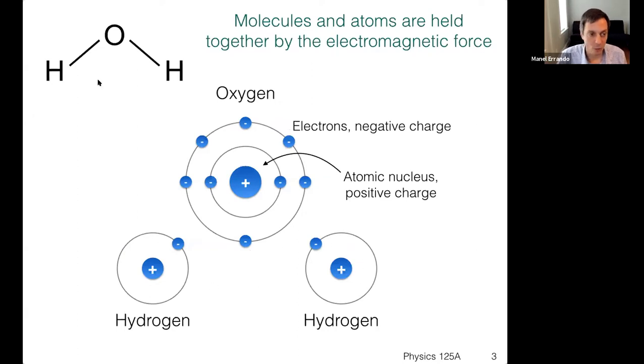So when you have a water molecule, the electron from this hydrogen is shared with this oxygen, and the electron from this hydrogen is shared with the oxygen, so that it completes this shell of 8 electrons and makes it a lot more stable. So we could say that what is holding atoms together and what's holding molecules together is basically the electromagnetic force, the attraction and repulsion of electric charges.